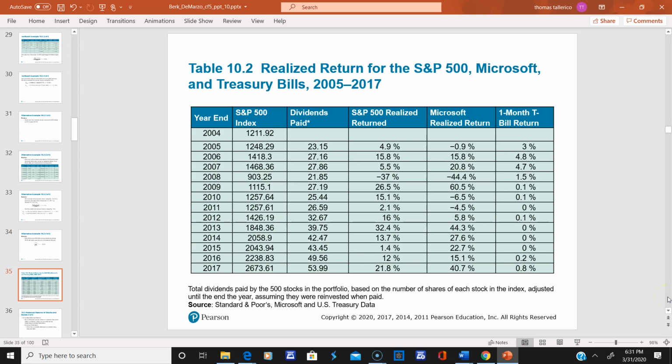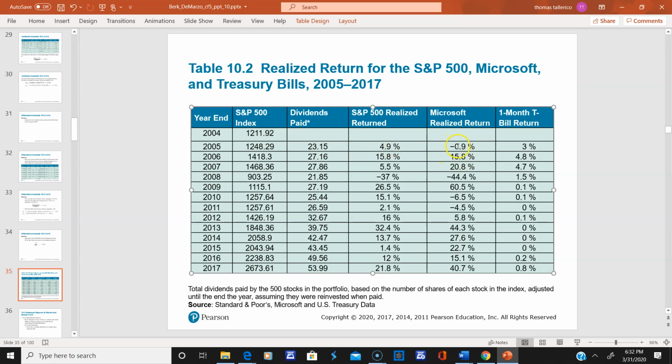Okay, so here's a nice table here. And here is the S&P 500 and Microsoft and T-bills. So the dividends paid on the S&P 500. Here's the beginning and ending value, and here's the dividends paid, right? And here's the return on the S&P 500. Again, you simply take the difference and add the dividends paid, and you'll get that return.